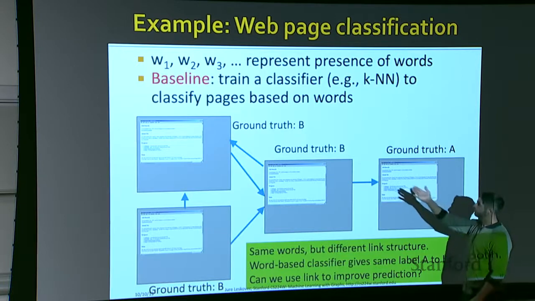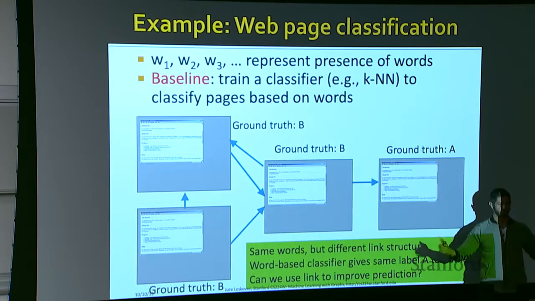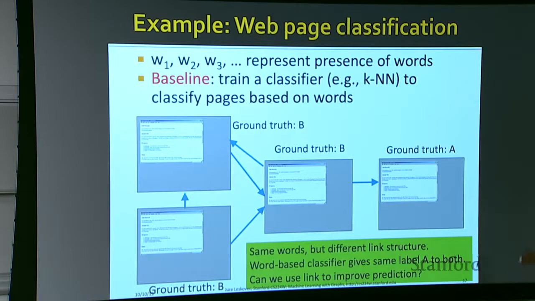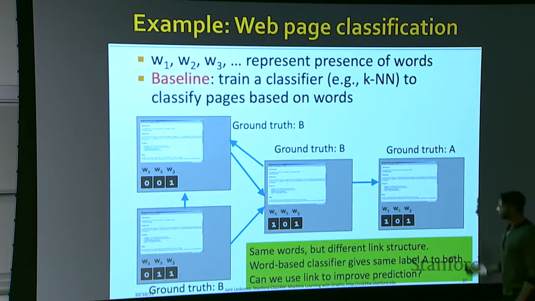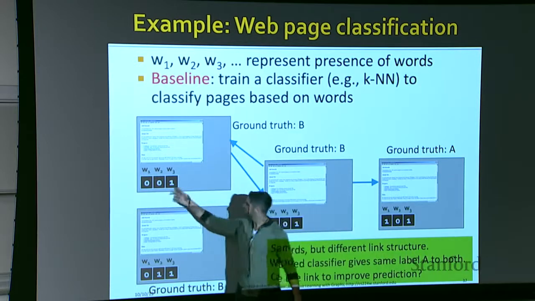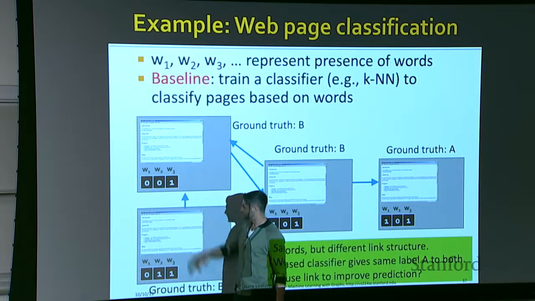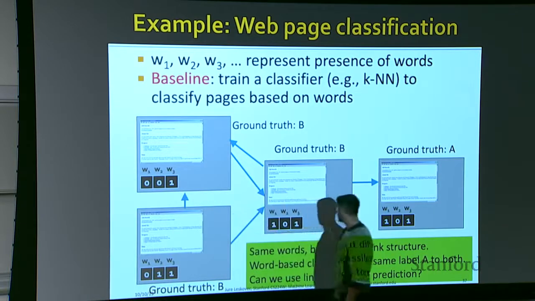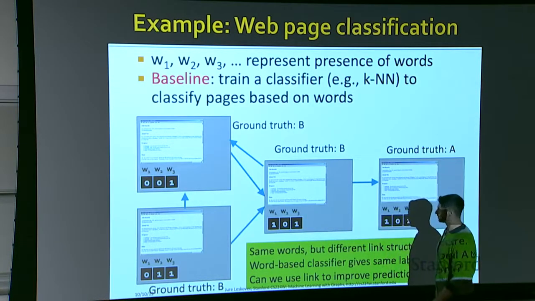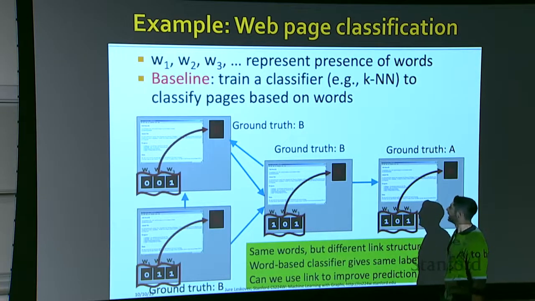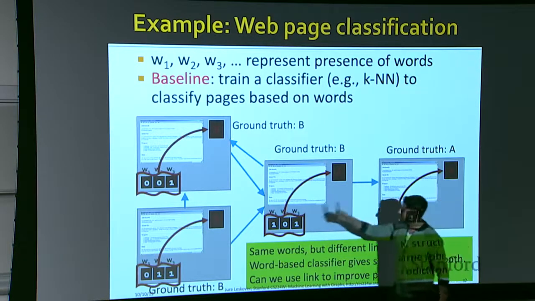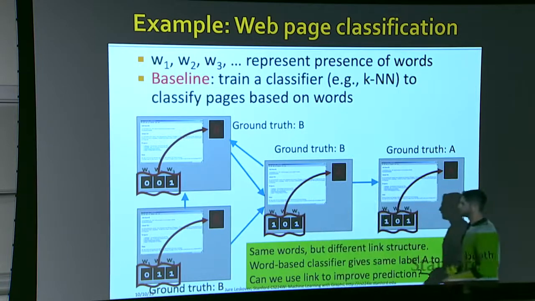So you can decide that vector to have an arbitrary size. You can decide only to capture the top 100 words, top 10,000, and so forth. But that's our node vector. And then our baseline is we train a classifier to classify the pages based on the words, okay? So here is the example. Basically the one encodes the fact that that word appears in the document or not. So we can build all these vectors for our different nodes, run our classifier, and then the classifier will tell us, okay, these two pages have label B, and these two pages have label A, okay?